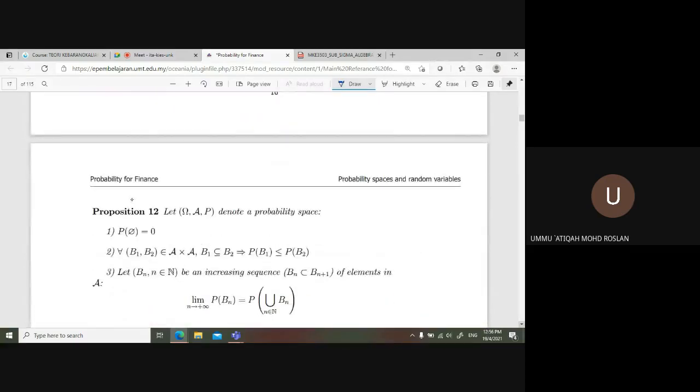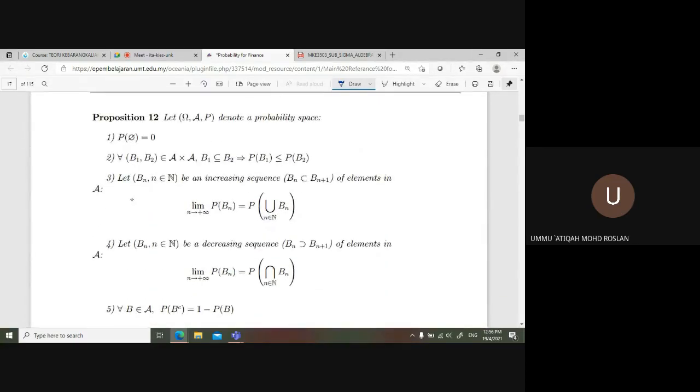Okay, so what's been mentioned here? There are 5 properties, and maybe I can mention some of them. The first property says that the probability of the empty set is 0, so it means that no event is equal to the empty set.